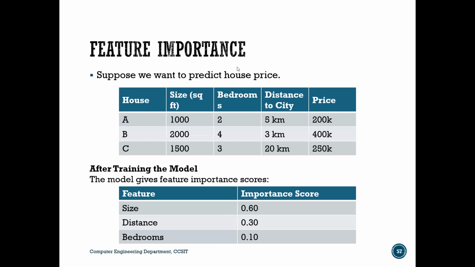Suppose size: the price depends 60% on size. Based on distance, it depends 30%. Based on bedrooms, it depends 10%. You can see which feature is more important, and you can keep it. The feature that does not have a high score, you can delete. So bedrooms here, we can delete that one. Based on the score analysis, you can decide which feature you want to keep and which you want to delete.